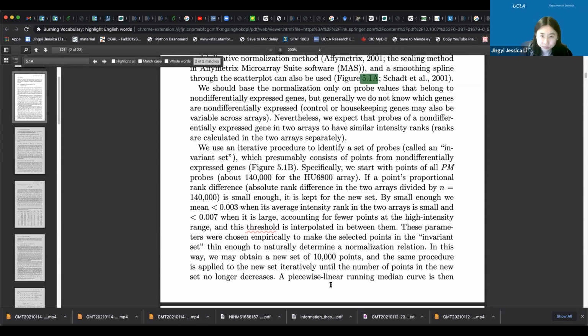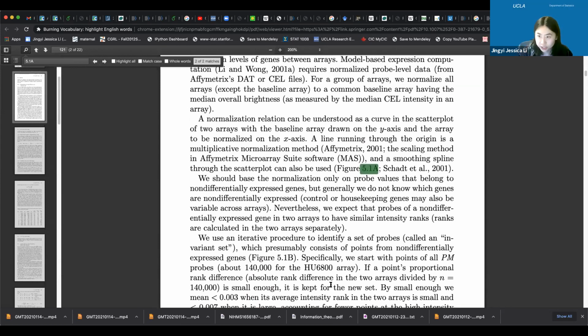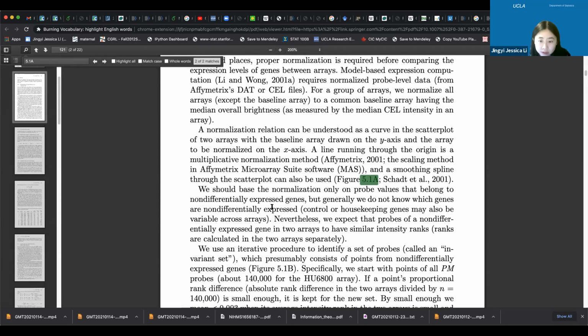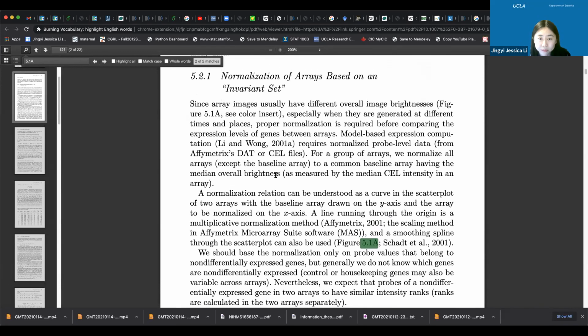Okay, so what does it mean? Here, the normalization procedure in dChip is slightly different from what I talked about. I basically just use linear scaling for normalization, but what they did is that they are doing a curve, right? A normalization relation can be understood as a curve in the scatter plot of two arrays, with the baseline array drawn from the y-axis and the array to be normalized on the x-axis. So in our context, the y-axis is one sample, the x-axis is another sample.